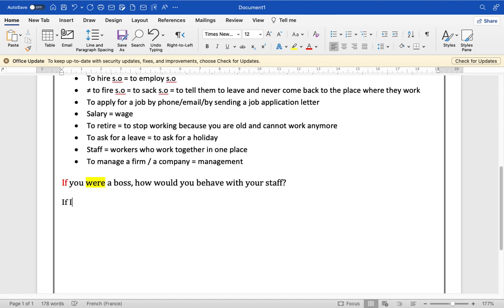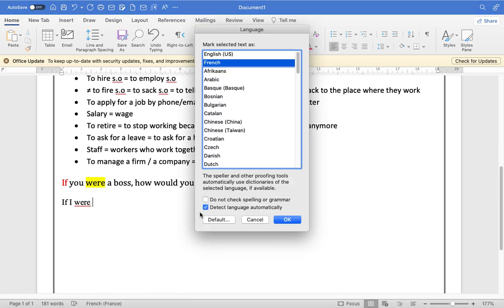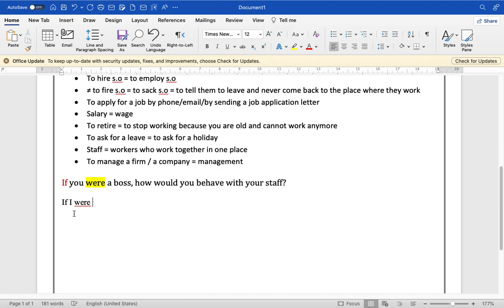So if I, this is the verb to be, so we're going to see if I was, but not in this case. If the verb is to be, we usually use were with all personal pronouns. Whatever the personal pronoun is, we usually use were. If I were a boss, part two, this is the if clause, because we have if in it, and we use the simple past in it in this type of the conditional.